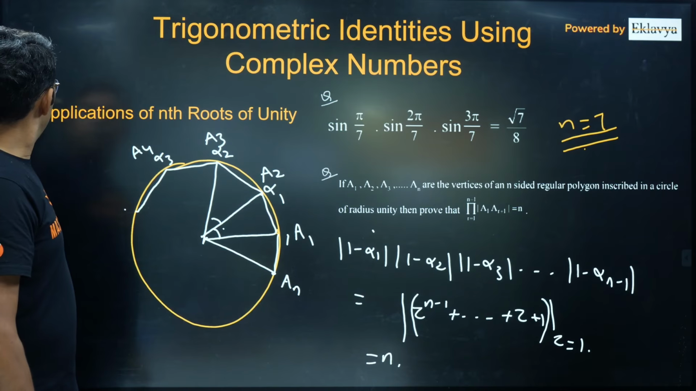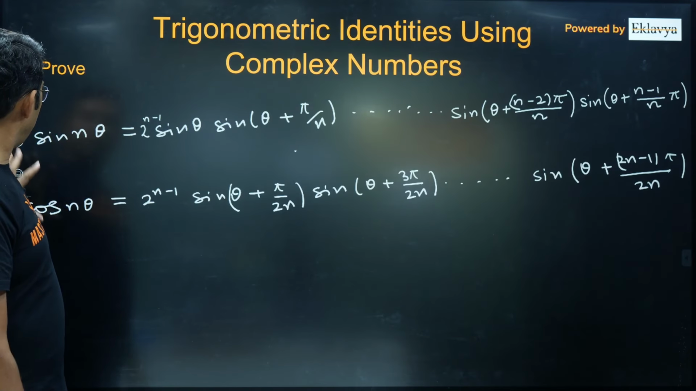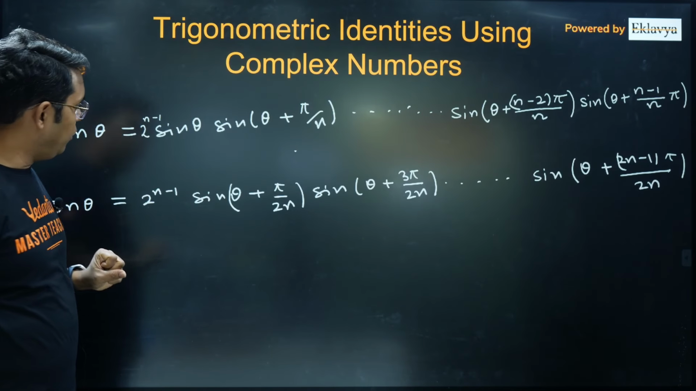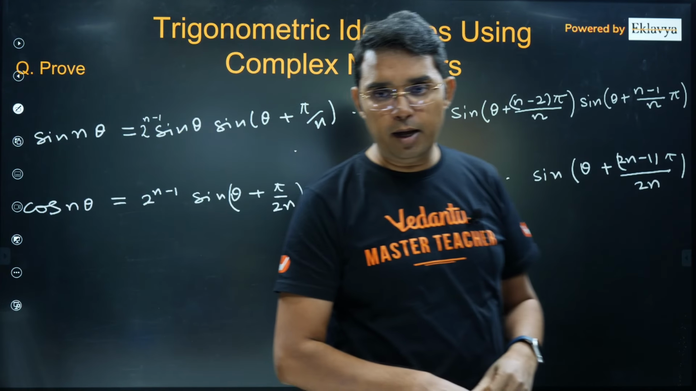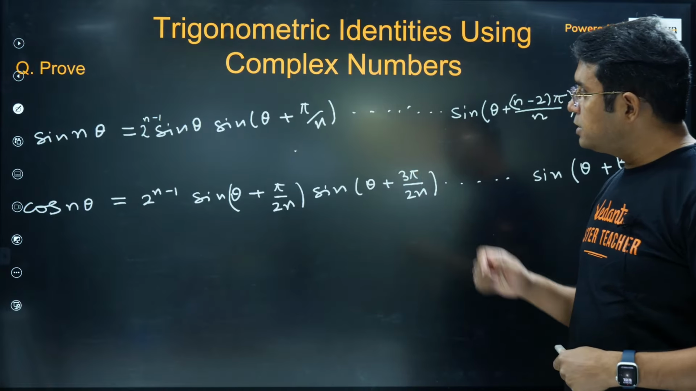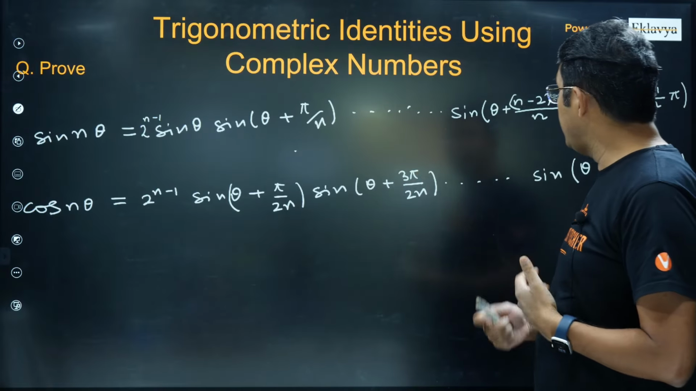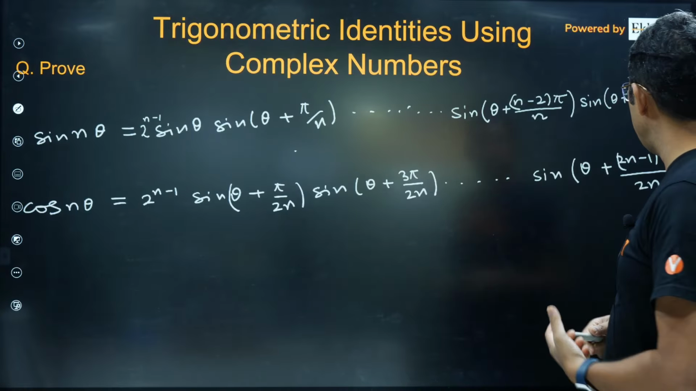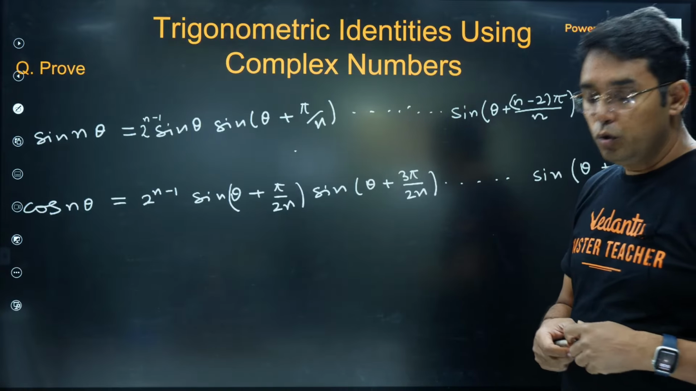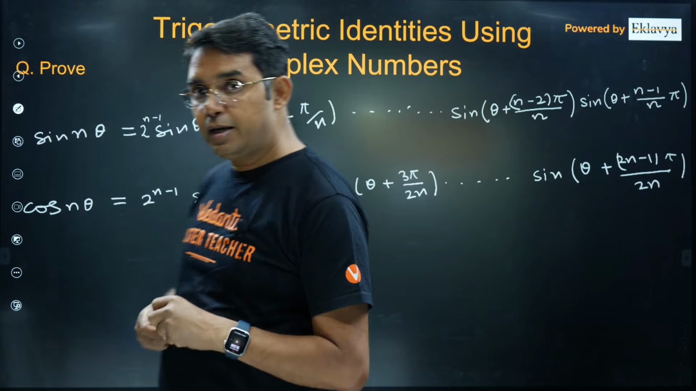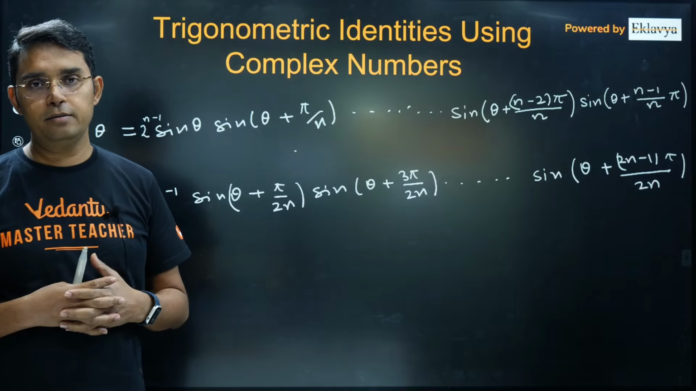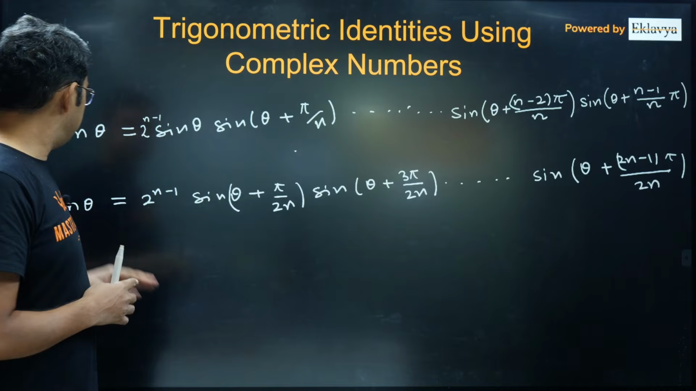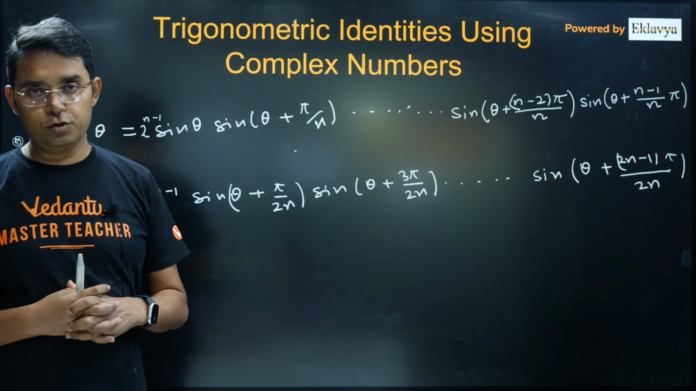Okay, a few more things. In fact, I think 2 or 3 things I am more having for this session. So we have to prove the sine n theta formula in terms of sine theta, sine theta plus pi by n, sine theta plus (n minus 2) pi by n, and so on. You might not have seen this thing before, but this can also be done with the help of complex numbers. Very easy. I'll show you how it is done. Similarly for cos n theta also.